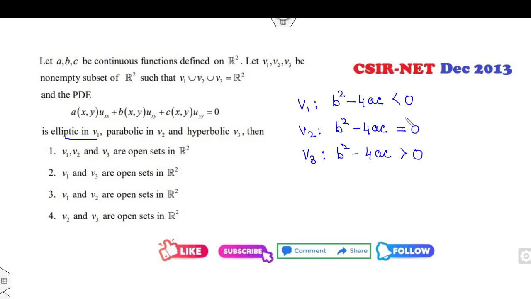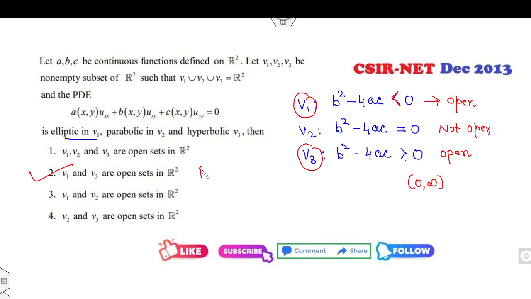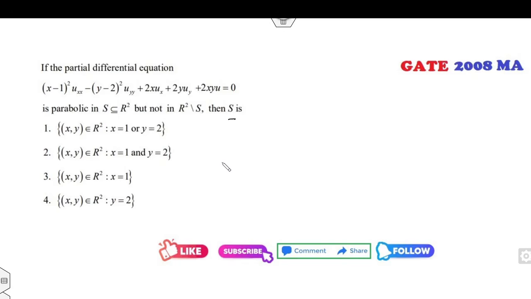Very, very simple. Look at that. It's strictly less than 0. That's open. It's an equality, so not open. Strictly greater than 0 is again an open set because it is 0 to infinity. So that means V1 and V3 are the open sets of this problem. You can see it's a very, very simple approach I have told you in this video.